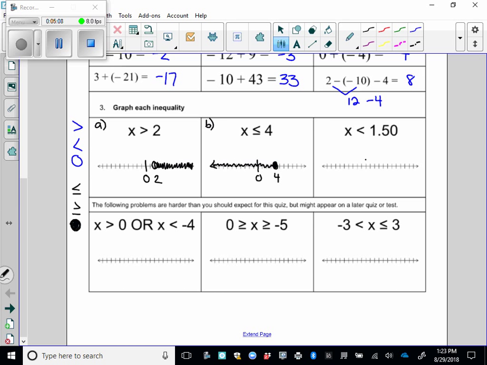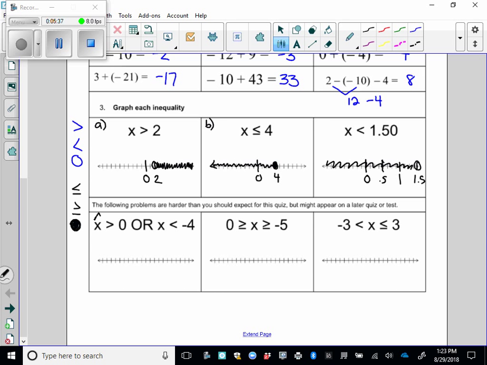This one, I'm going to space out my numbers to be like this. So this is my 0, and this is my 1. So x is less than 1.5, that would be right here. This would be like 0.5. So less than 1.5 would be everything here with an open circle.